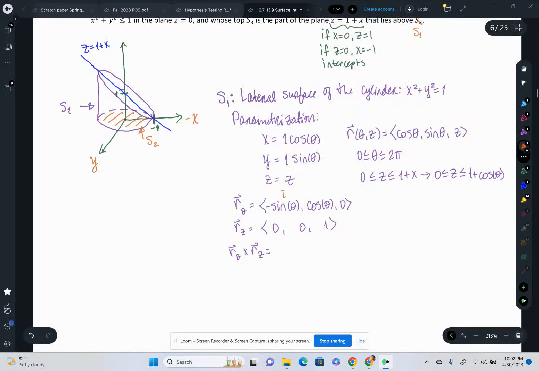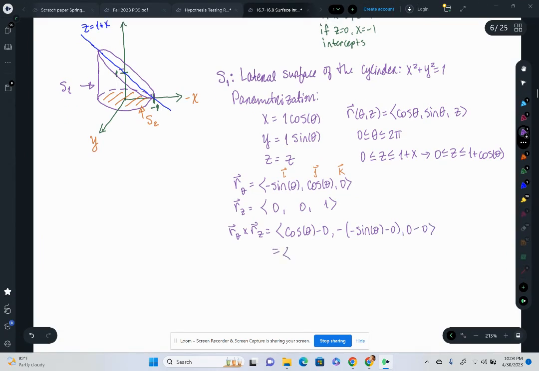Got that same trick where I've got things lined up nicely for myself. And it looks like the only contribution I'm really going to get is from my I component. From my I component, I get cosine of theta minus 0. And then from my J component, I do get a little bit as well. I have minus, and then I have a negative sine of theta minus 0. And for my K component, I get 0 minus 0. And so my cross product is just cosine of theta, sine of theta, 0.